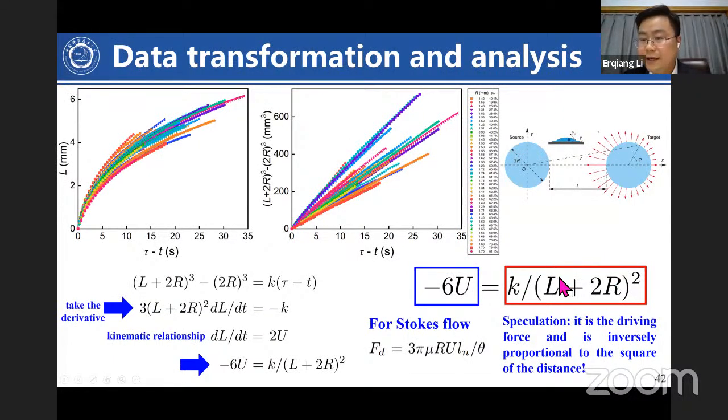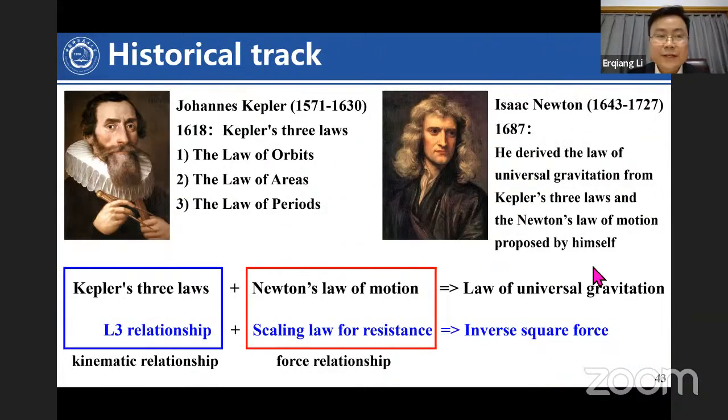And you can see L is this guy plus 2R, that means this distance is the distance between the 2 centers of the 2 droplets. So if this guy is a driving force, it is inversely proportional to the square of the distance. That's what we call the inverse square force. In nature, the inverse square forces we have are the Coulomb force and the gravitational force, right? So it's very straightforward to compare with the historical track.